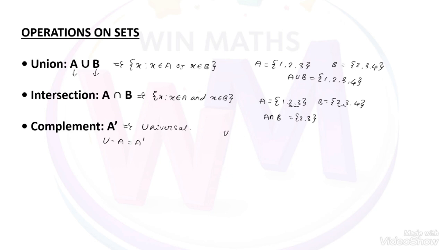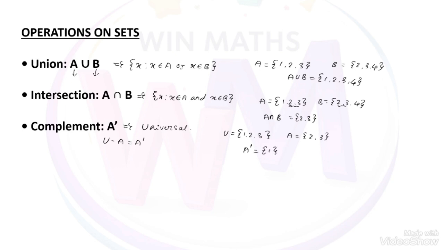For example, by considering the universal set, that is U is equal to 1, 2, 3, then A is equal to 2, 3. Then what is the complement? The element which is not present in A. So 2, 3 are already present. The element which is not present in A is 1. That's why A complement is equal to {1}.